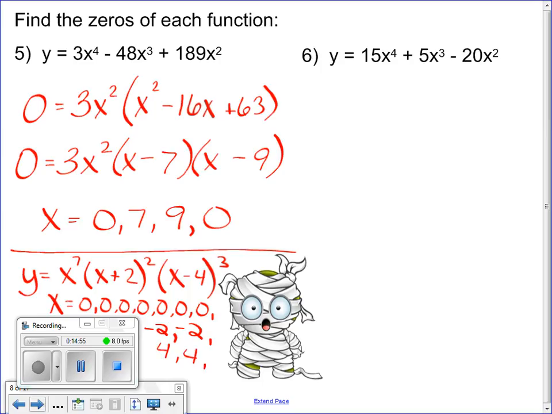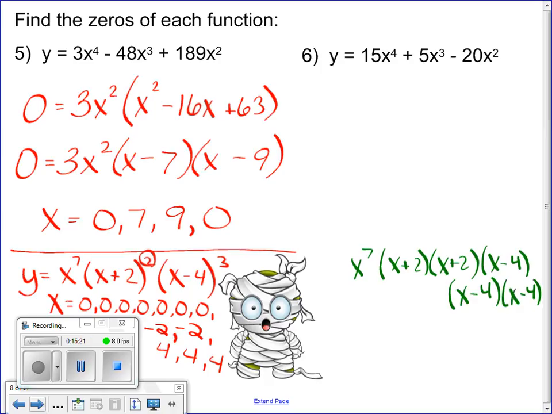Holy smokes, look at that thing. A little frightening, right? So the exponent out here is telling you how many you have. So actually, that could have been written as x to the 7th, and then x plus 2, x plus 2, because it said I had 2 of them. And then I have 3 of those, so x minus 4, x minus 4, x minus 4. So if you set each of them equal to 0 and solved, those are the answers you would get.